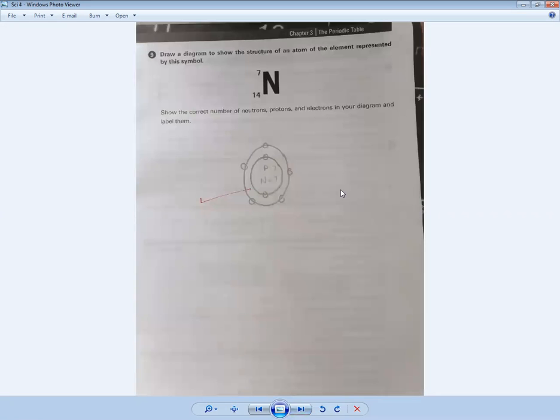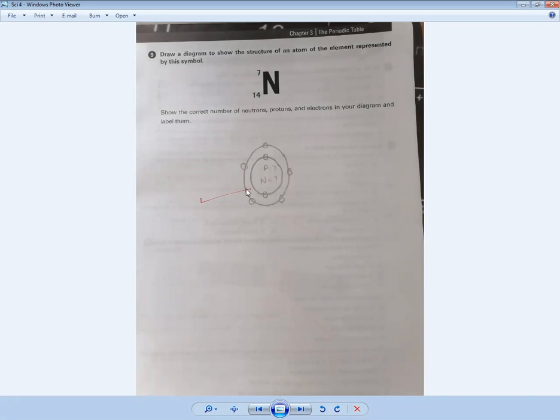Okay, beta, this is the last question of your chapter number 3. Question number 9. Draw a diagram to show the structure of an atom of the element represented by this symbol. You can see in this figure, N is given, representing nitrogen, and you can also see its atomic number is 7 and its mass number 14 is given. So according to this, draw the correct number of neutrons, protons, and electrons in your diagram, and label them. Okay, so this is the structure of nitrogen.